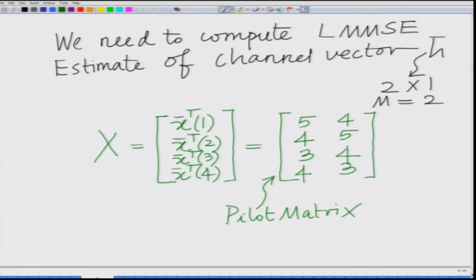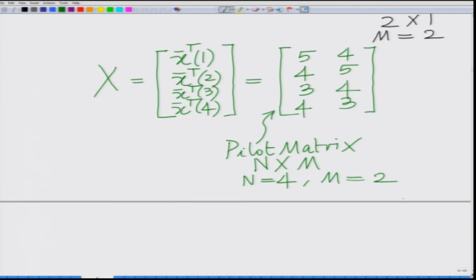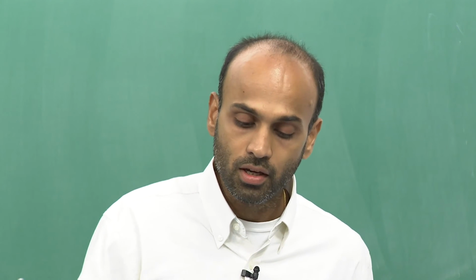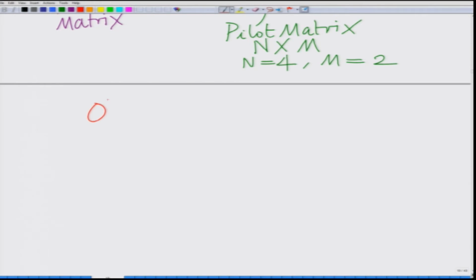This is a pilot matrix which is, remember, n cross m, that is n is equal to 4 and m is equal to 2. This is an n cross m pilot matrix. So we have the pilot matrix X. This is the first important aspect of multi-antenna channel estimation. We have to form the pilot matrix. Next we form the observation vector, that is y bar. Remember, y bar is n cross 1, where n is the number of observations.